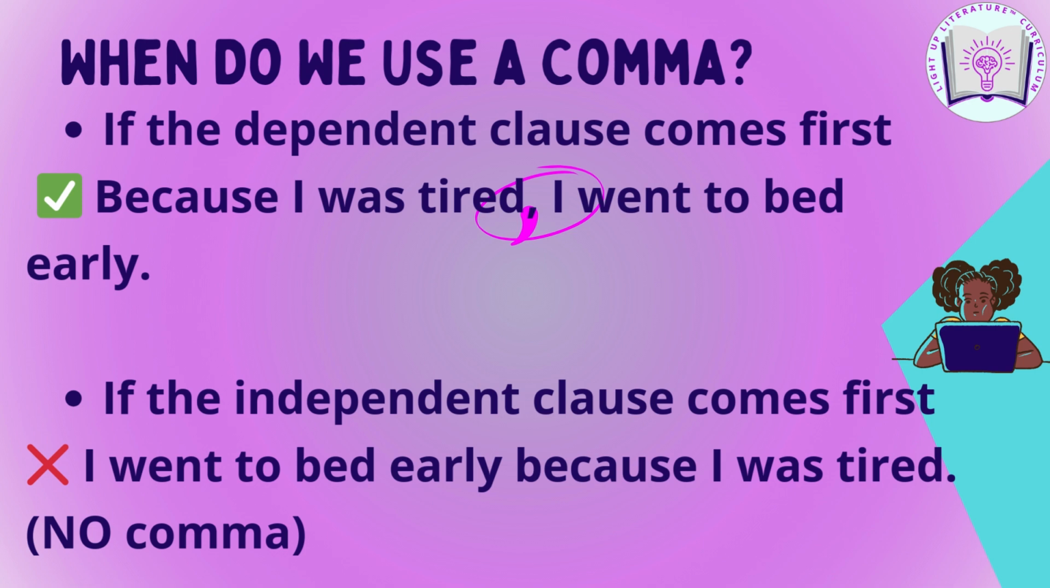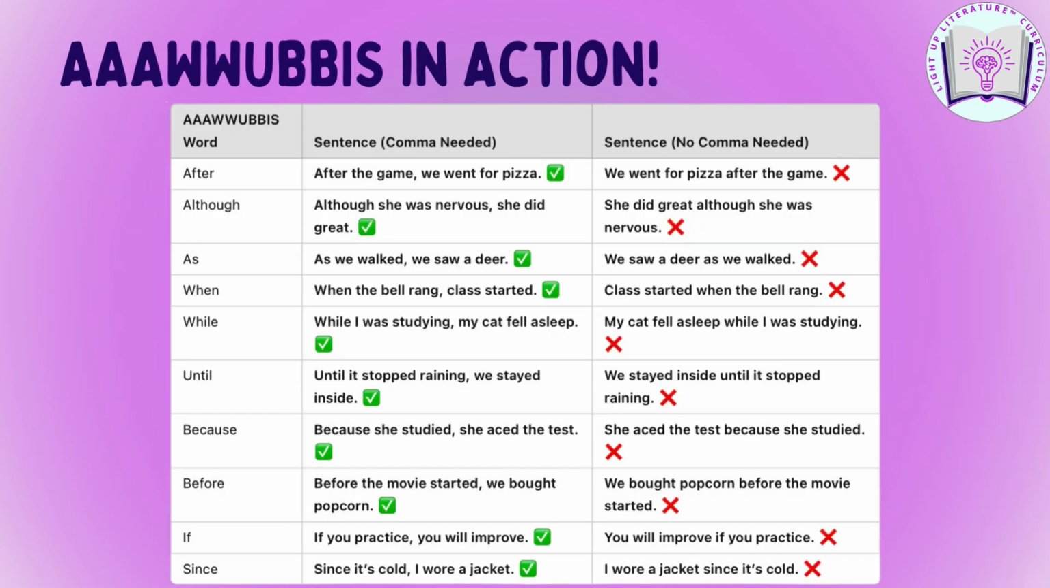When do we use the comma? If the dependent clause comes first, like in this first example, because I was tired, comma, I went to bed early. Now, if we start with the independent clause, I went to bed early because I was tired. See, since we started with the independent clause, no comma needed. One less thing to have to deal with.